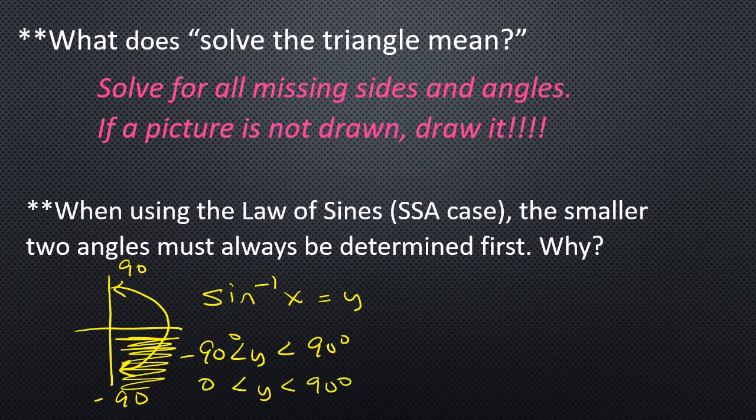So in the end, when you use sine inverse, it is only going to give you acute angles. Sine inverse of x only determines acute angles. This is going to pop up numerous times throughout this unit, so I want to establish the baseline. Sine inverse only determines acute angles. It will never tell you if an angle is obtuse.